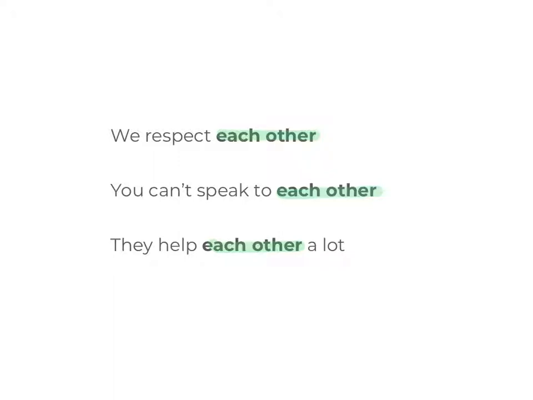Look at some more examples. We respect each other. I respect her and she respects me. You can't speak to each other. You can't speak to her and she can't speak to you. They help each other a lot. She helps him and he helps her. All of these actions are reciprocal.